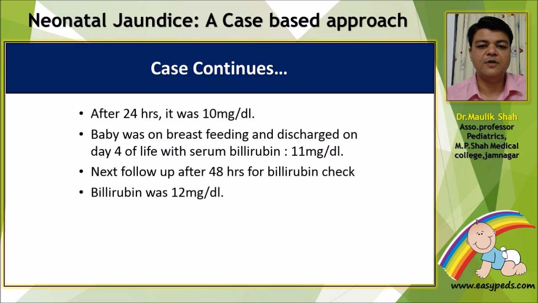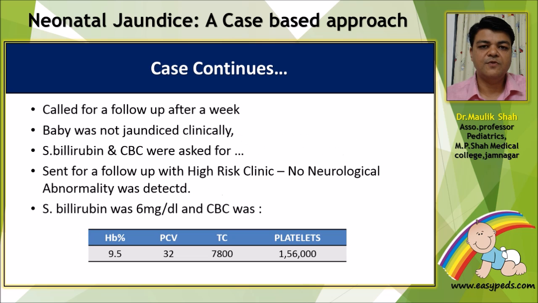The baby was on breastfeeding and discharged on day 4 of life with a serum bilirubin of 11 mg per deciliter. A follow-up after 48 hours for bilirubin check was done, and bilirubin was found to be 12 mg per deciliter. Now what would you like to do?